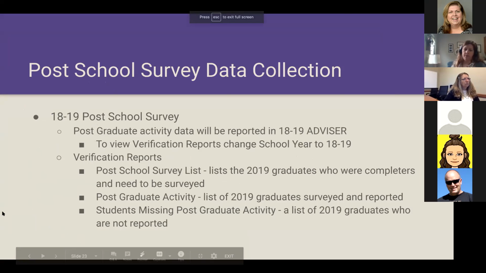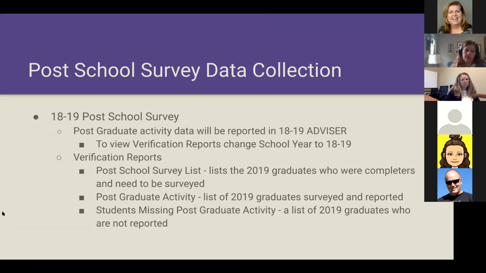Okay, so the 1819 post-school survey is going to be collected in Advisor this year. Each of the different SISs probably has a different method of doing that, and we can work on it this afternoon if we need to, but the postgraduate activity data is going to be reported in 1819 Advisor. So when you're looking in Advisor and you want to complete this section of your data, you're going to change your school year to 1819. And even the verification reports related to this data are all going to be in 1819.